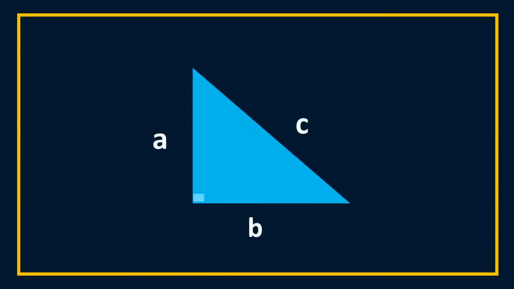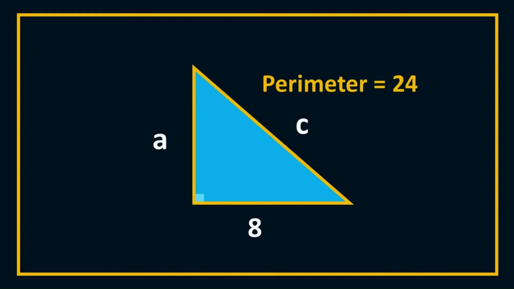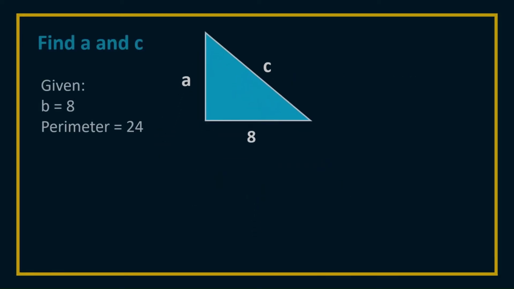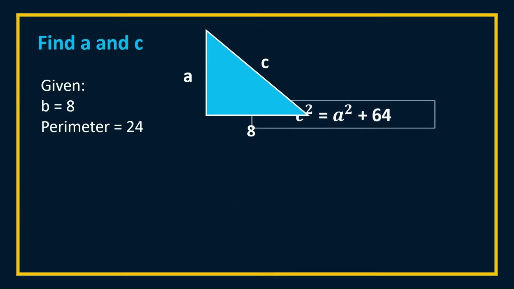Here's a right triangle, and we're given the length of B only. Find A and C given the perimeter. Since this is a right triangle, we can use the Pythagorean theorem. C squared equals A squared plus B squared. We only have B, so 8. 8 squared is 64. We can't do anything else, so let's frame it for now, and we'll get back to it later.